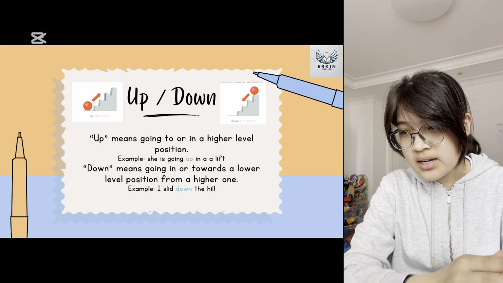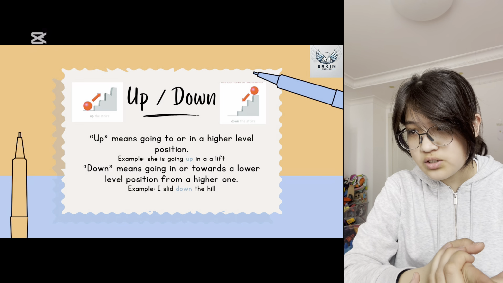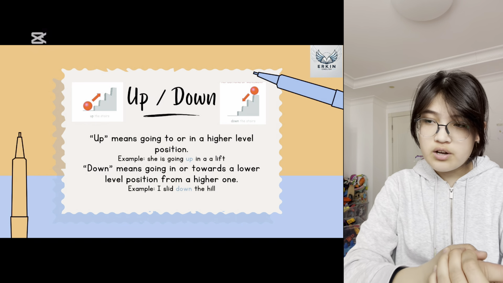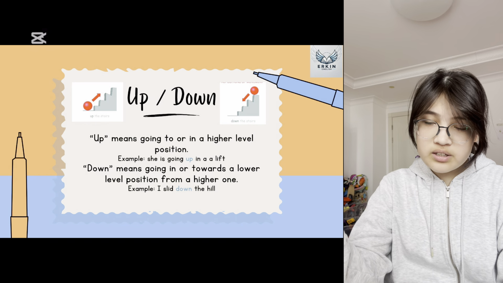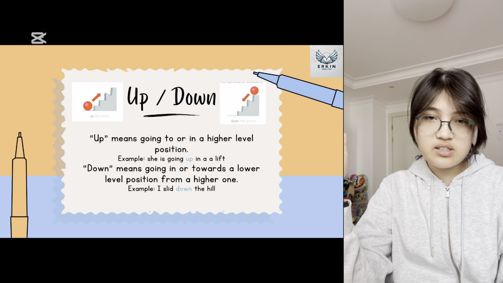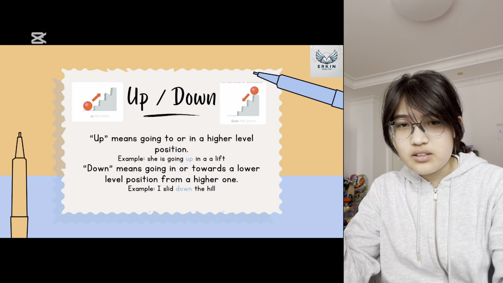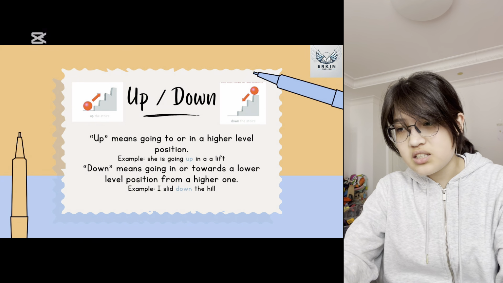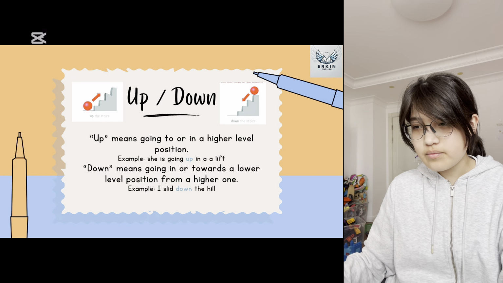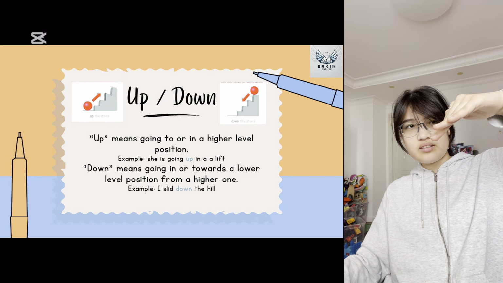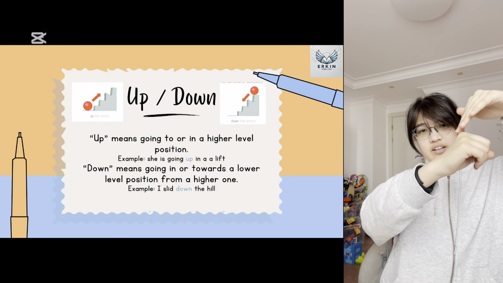The preposition down means going in or towards a lower level position from a higher one. So up or down can also be easily identified by stairs, because you can go up the stairs, you can go down the stairs, and then the example I have is I slid down the hill. Because the hill, for example, here's the hill and you're going down it.